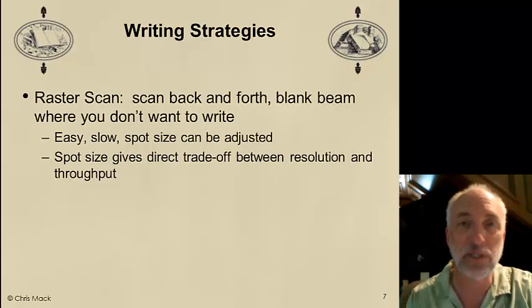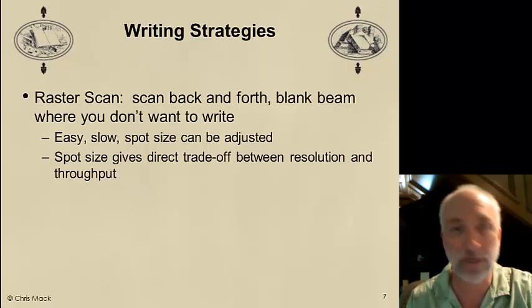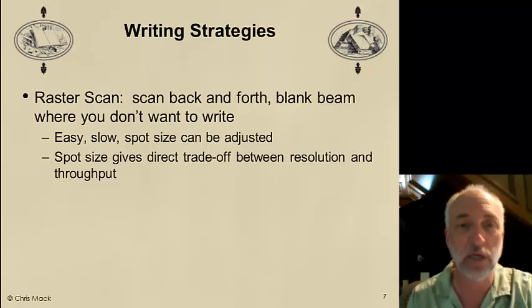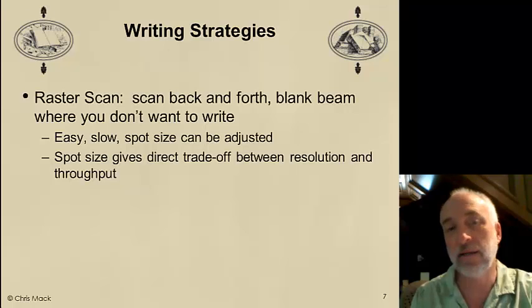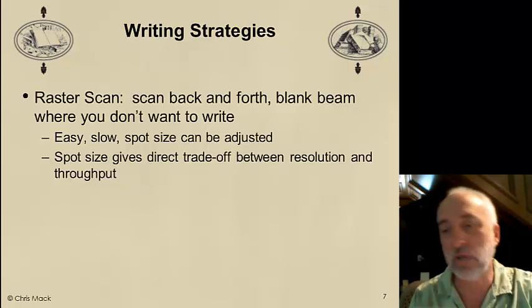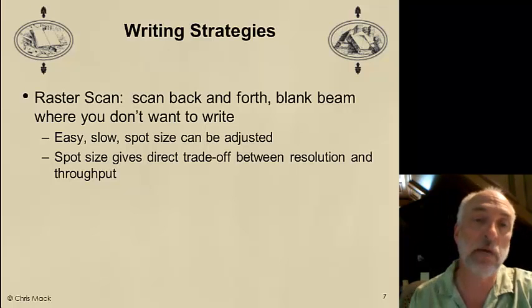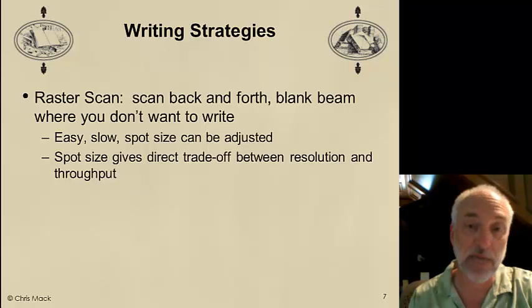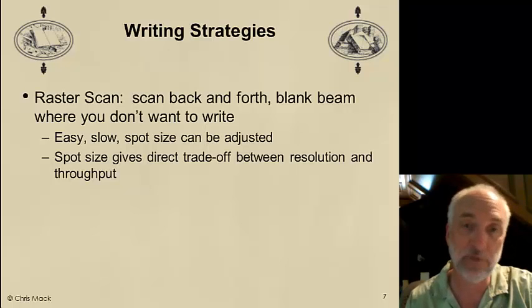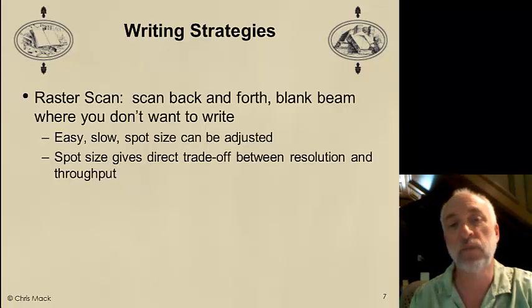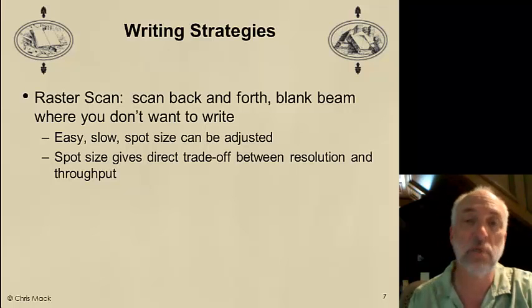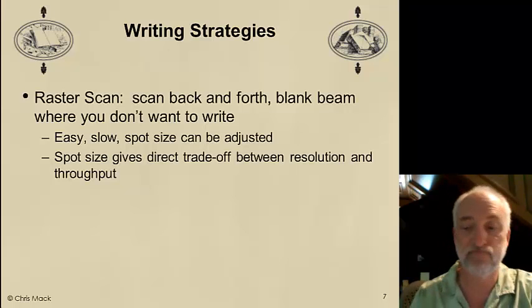It's the way the old CRTs, cathode ray tubes of our old television sets used to work before we all got flat screen TVs. And it's very easy to manage the data and to build a system to do this. However, it's also slow. We can adjust the spot size to make it faster, but that gives a very direct trade-off between resolution and throughput. Higher spot size allows us to write faster, but with lower resolution.